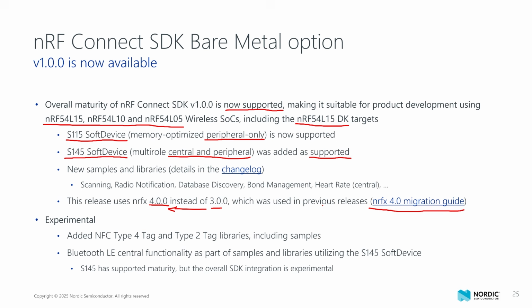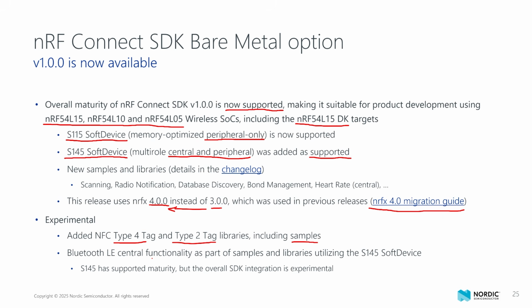You can easily find it in the nRFX documentation that will go through the major changes and the things you need to do in your code that you build on top of the nRFX to migrate from 3.0 to 4.0. Then a couple of experimental updates as well. So we added NFC as experimental, type 4 tag and type 2 tag. So this includes both libraries as well as a few samples.